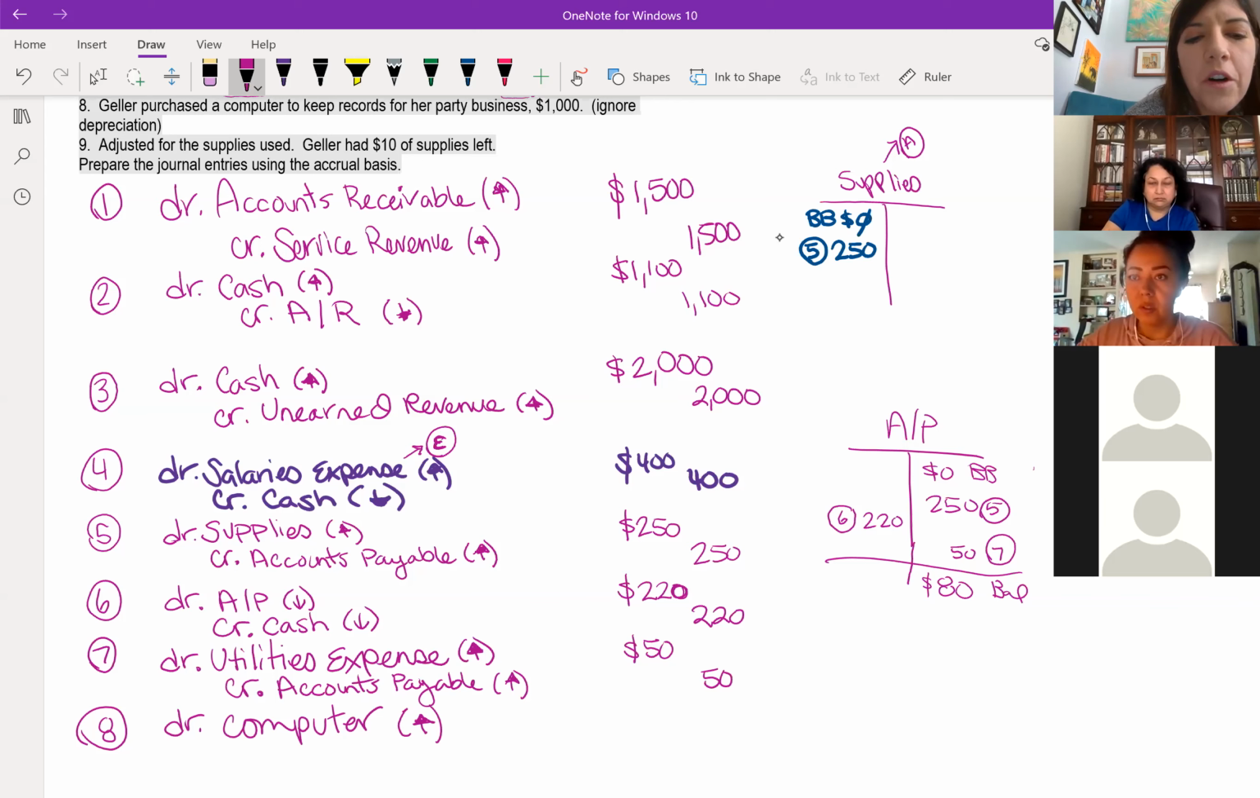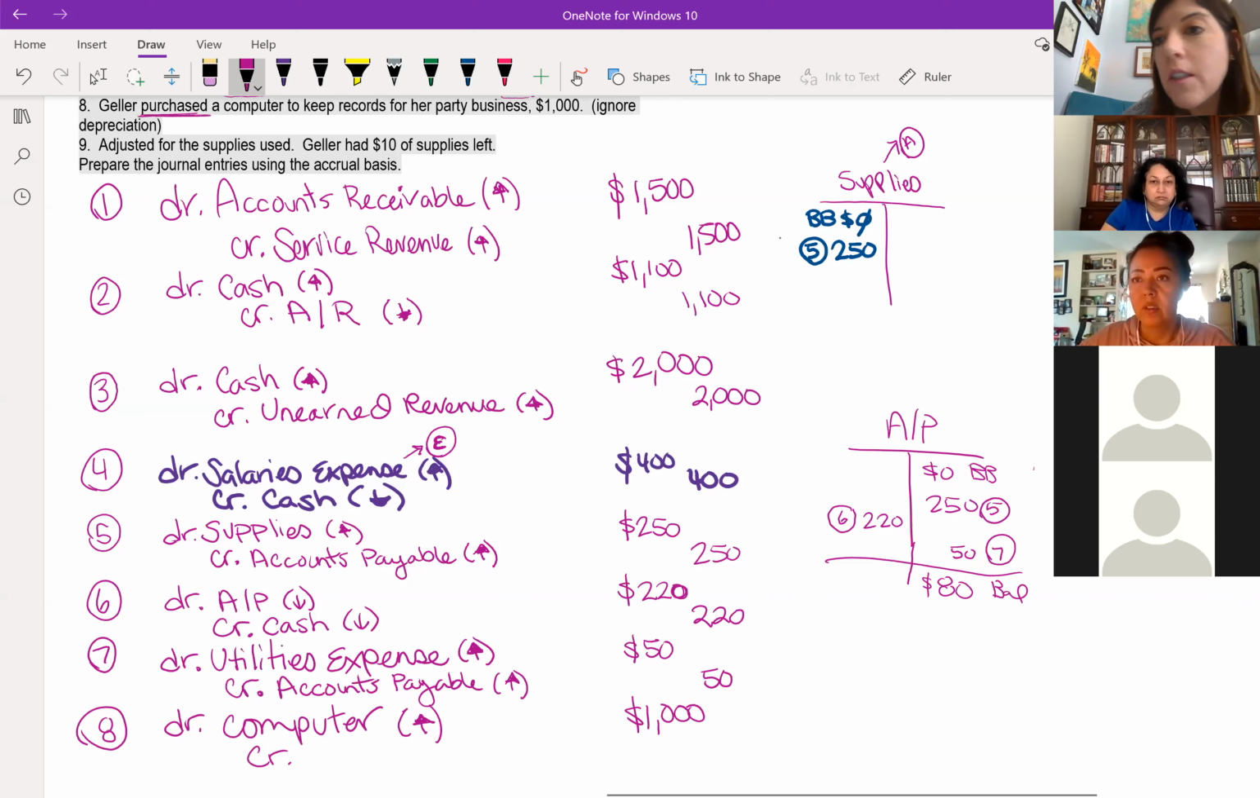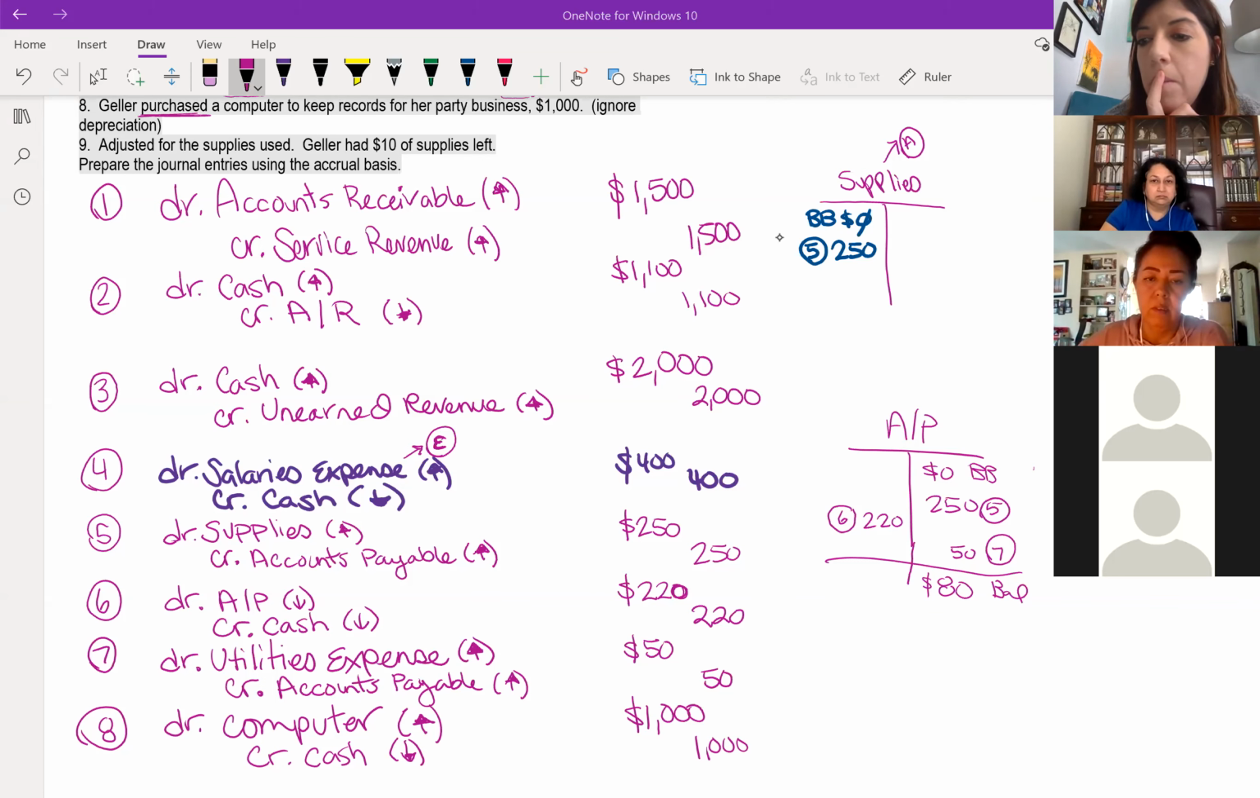So computer is going to be debited for how much? 1,000. 1,000, the historical cost, and we're going to credit cash for 1,000, because it said purchased and it didn't say on account. So we're assuming it was cash. Mm-hmm. Reducing cash by 1,000. If it was on account, would number 8 have to say on account or paid in advance or later on? Yeah, correct. It would have to say something like that. Okay.